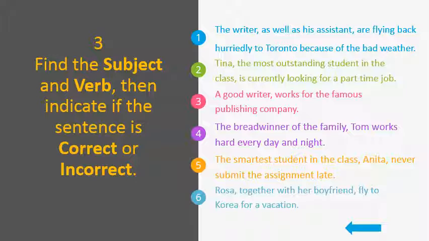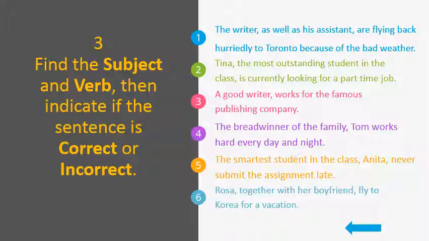Can you find the verb? Yes, you have are flying. So here is the verb. Now, let's see before the verb. What comes before the verb is the subject. Now, can you spot any commas there? Yes. And remember, what comes between two commas is appositive. What is the appositive? Yes, as well as his assistant.